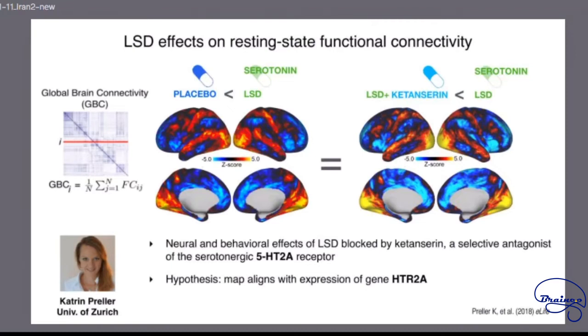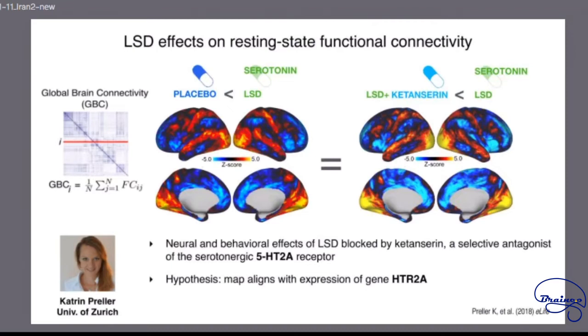And then what was actually quite unique about this data set is that they were able to completely block the neural and behavioral effects of the drug by pre-administering ketanserin, which is a more selective antagonist of the 5-HT2A receptor, right? And so LSD is thought to be potentially targeting multiple receptors in the human brain. It's a little unclear what the key receptors are for this neural effect that we see.